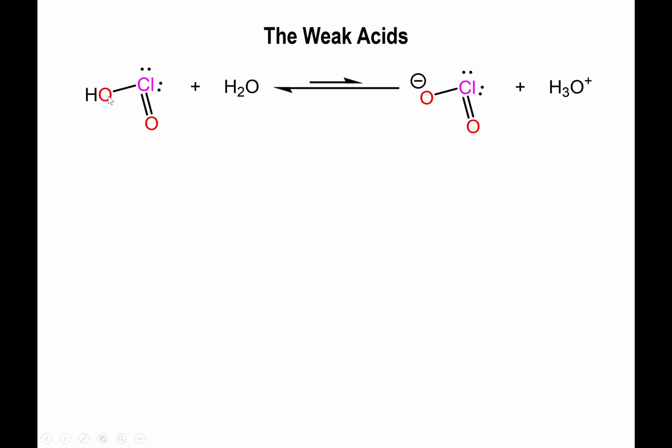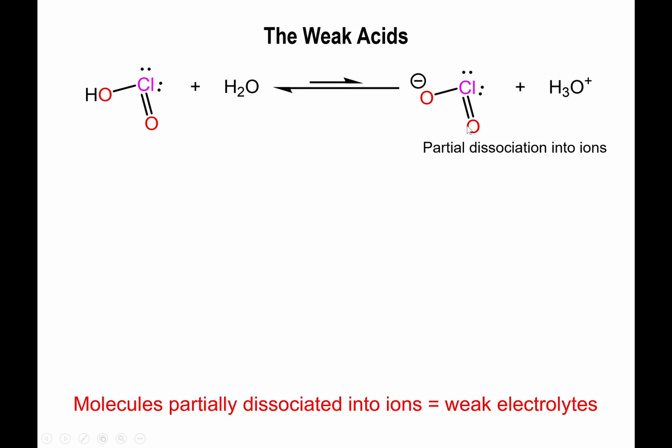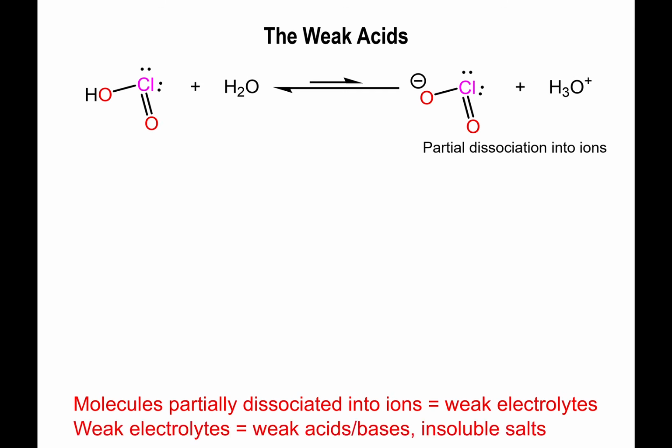but a good chunk of the HClO2 will remain as HClO2. So only a small amount of it will actually dissociate. And because of this partial dissociation, we refer to them as weak electrolytes.